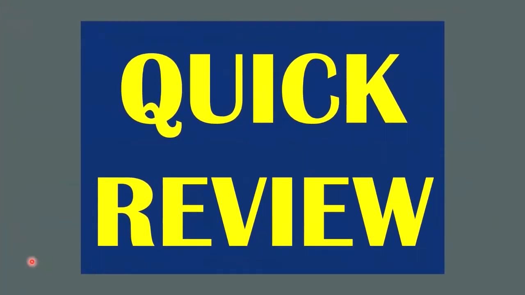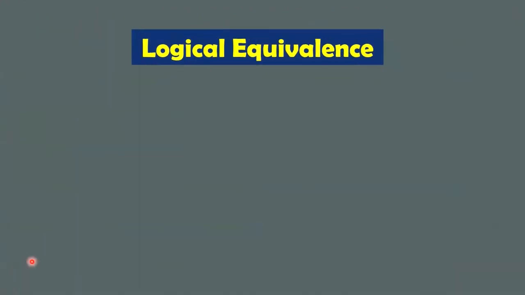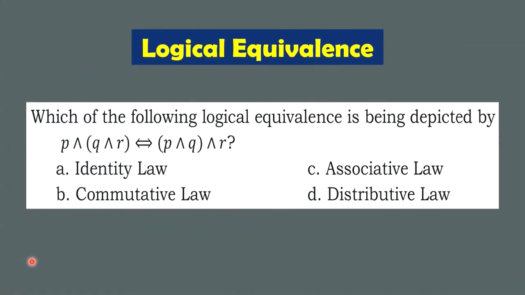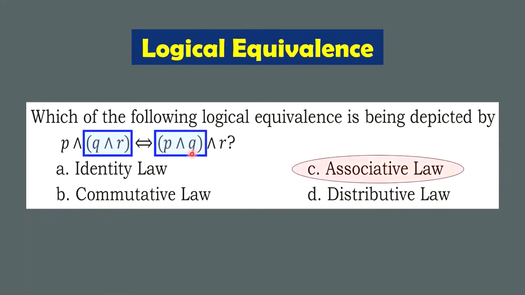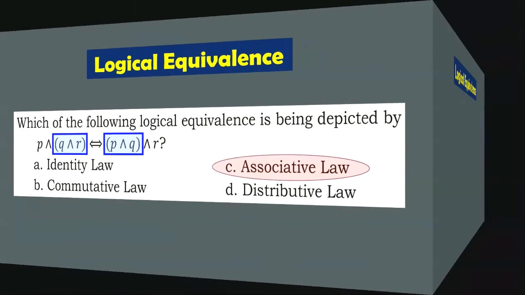Let's have a quick review on different laws. So, question number 1. Which of the following logical equivalence is being depicted here? So, you look closely. Anong meron? Dito, ang magka-group si Q at saka R. And then, naging si P at saka si Q na. So, what do you call that law? Yung nag-change ng grouping. It is associative law. Okay, let's have another one.